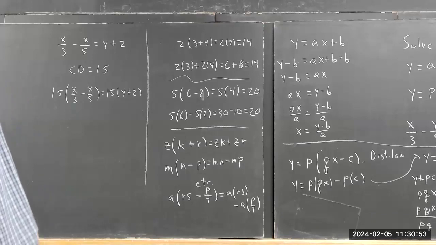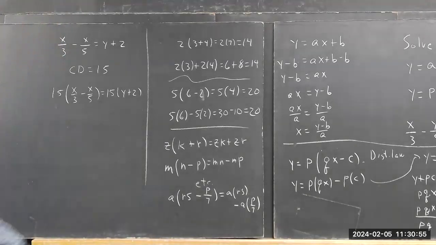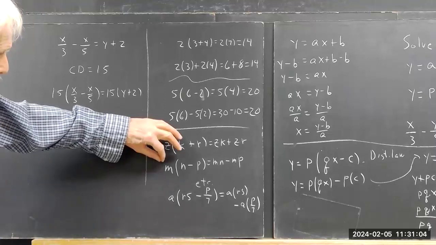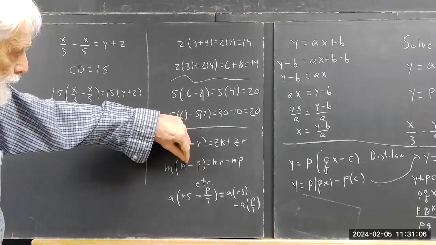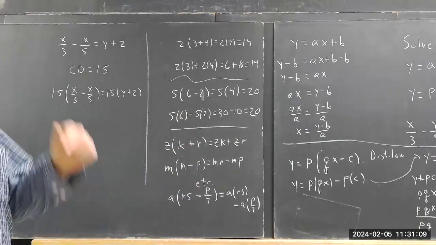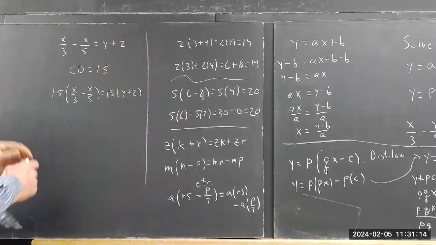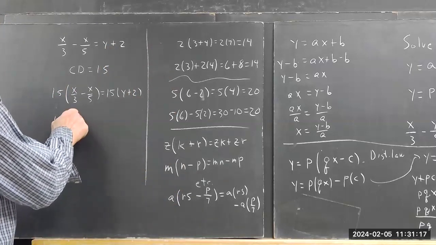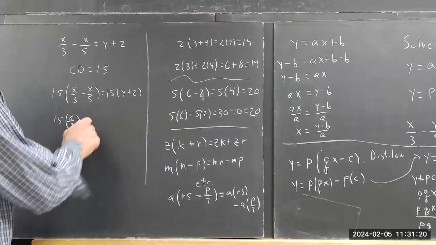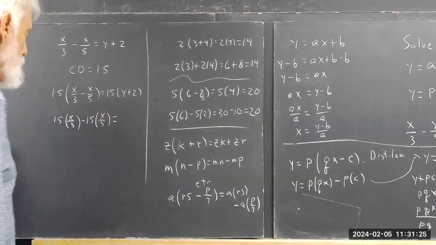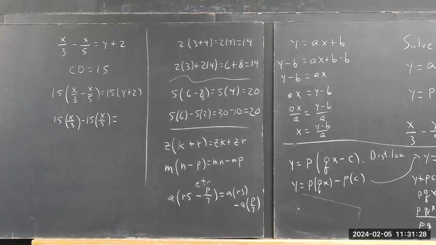Okay, now people are having a little trouble figuring out what to do with this. Well, here's a distributive law, remember? If we got something multiplied by something minus something, we multiply this by this, we multiply this by this, and there's a minus sign in between. So to multiply this, it's the same pattern. We multiply 15 by x over 3, and then minus 15 times x over 5. That's what we get on the left-hand side. What do we get on the right-hand side?